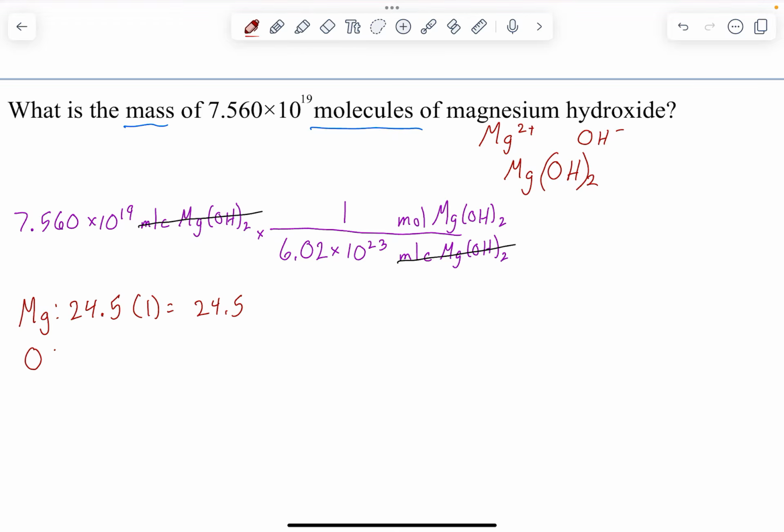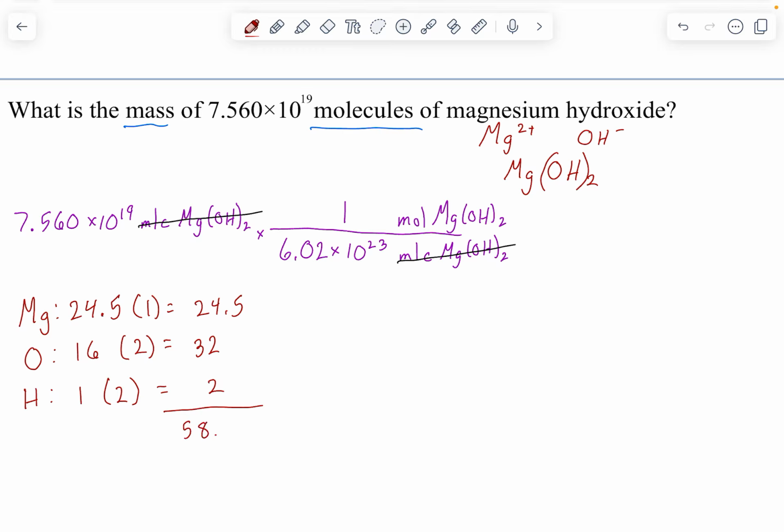There's oxygen, which we know is 16. And because we remembered those parentheses in the formula, we're going to now remember that there's 2 oxygen atoms in this compound. And then we have hydrogen, which has a mass of 1, of course. There's 2 of those for a mass of 2. Now, the formula mass here is 58.5 grams per 1 mole. Remember again, put the grams per mole.